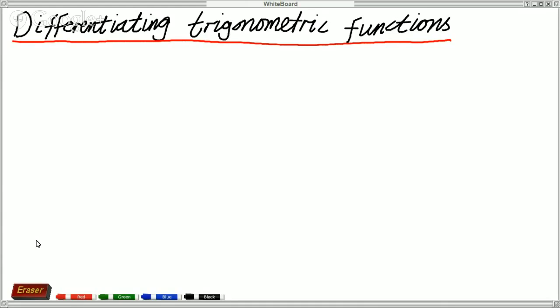Hi everyone, in this lesson we're going to be combining calculus and trigonometry. So we're going to be differentiating trigonometric functions. Let's have a look at some basic derivatives.